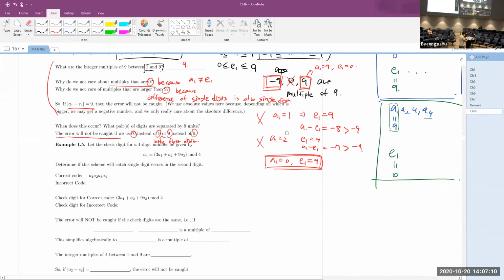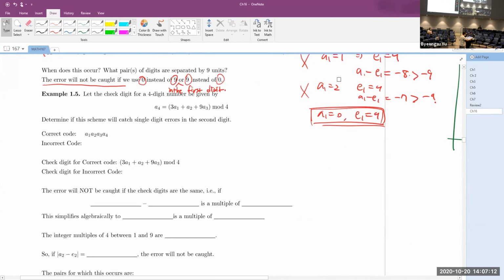Okay, then let's deal with one more example. So here we know that the check digit for a 4-digit number is given by this formula, and determine if this scheme will catch single digit errors in the second digit. So here our error occurs in the second digit. So in this case, the incorrect code should be A1, E2, A3, A4, because our error happens in the second digit. So E2 is different from A2, and the other digits are correct, A3 and A4.